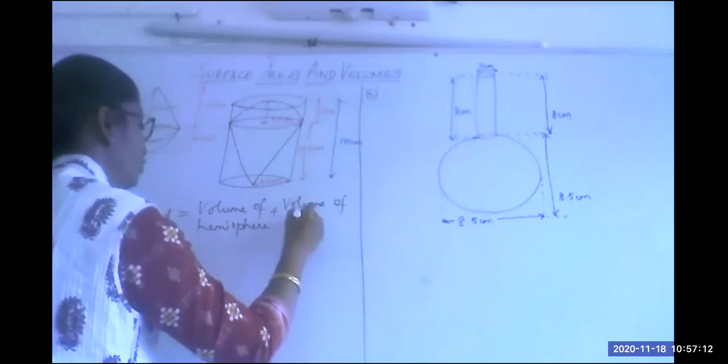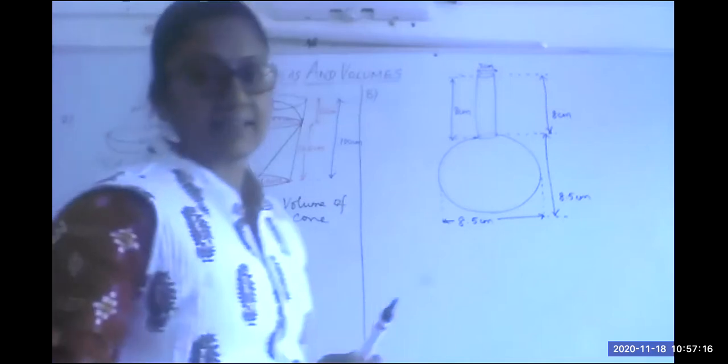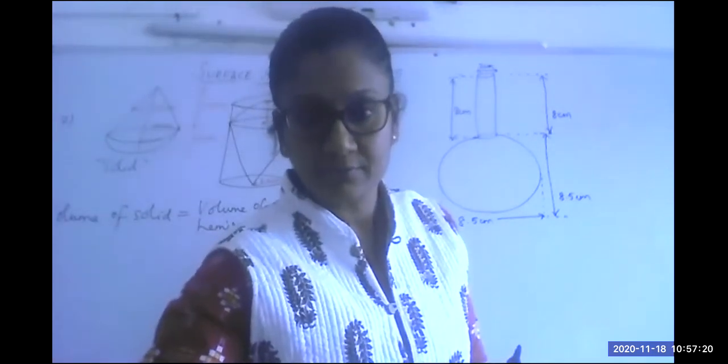Can I calculate the volume of the cone and the volume of the hemisphere from this? I have the radius and the height of the cone, and also I have... just give me 1 minute, 2, 3 people are getting added.